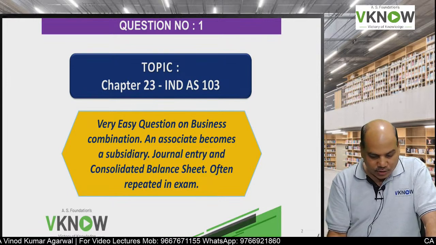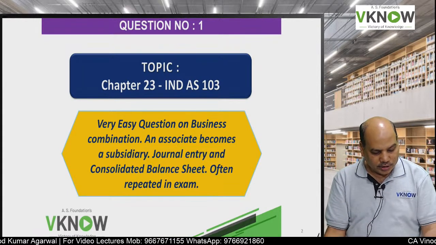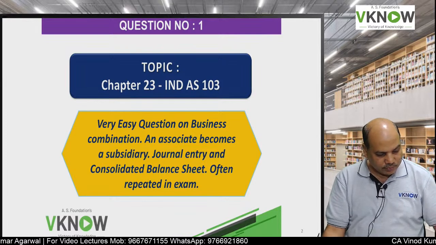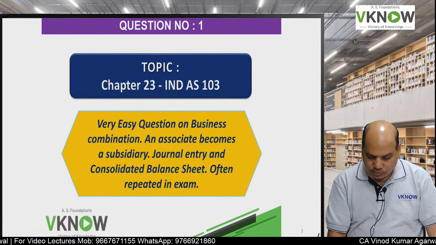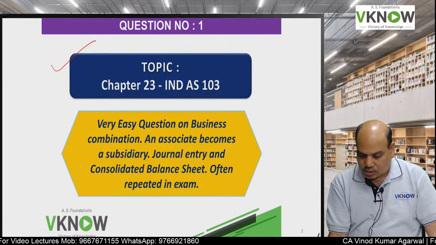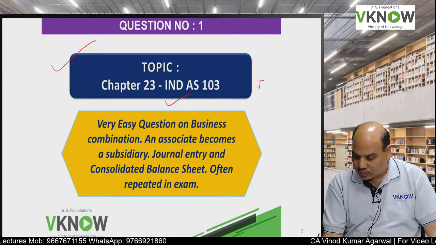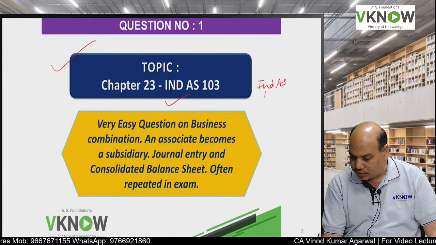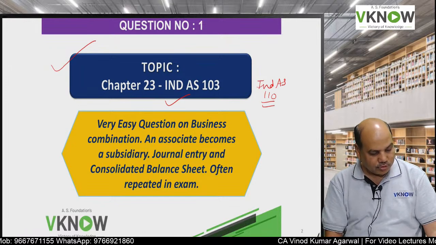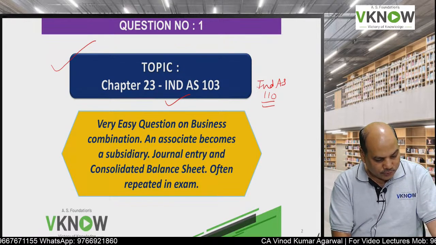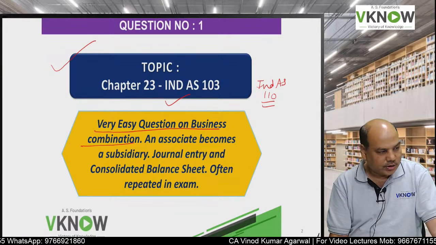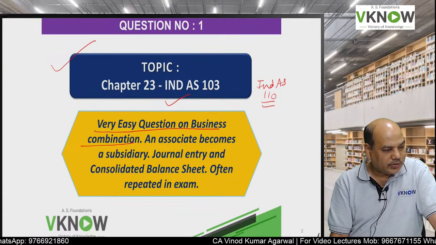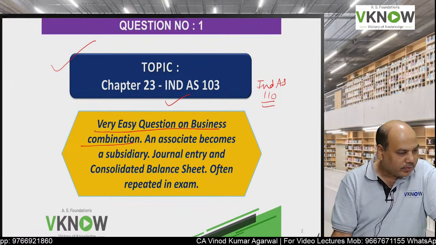Yes. So RTP May 23, after the amendments there are questions. The first question was a combination of Ind AS 103 plus Ind AS 110. So if you have this question in front of you, this was a very easy question on business combination, and you can say it was an easy question on Ind AS 110 also.